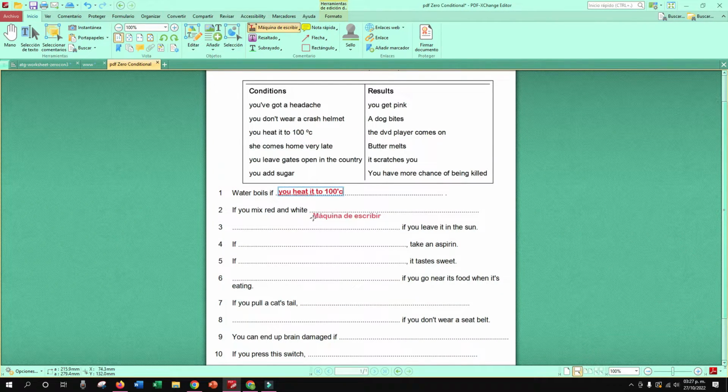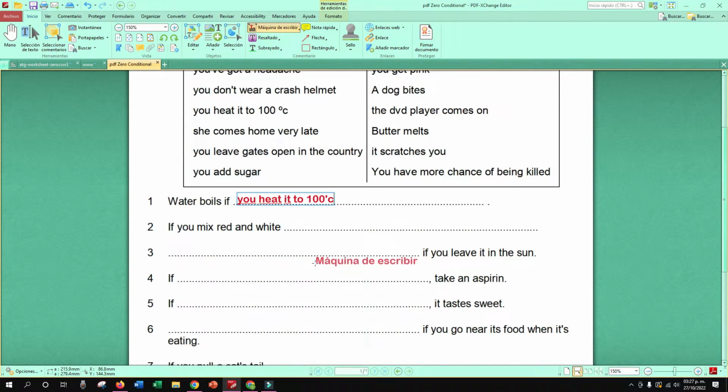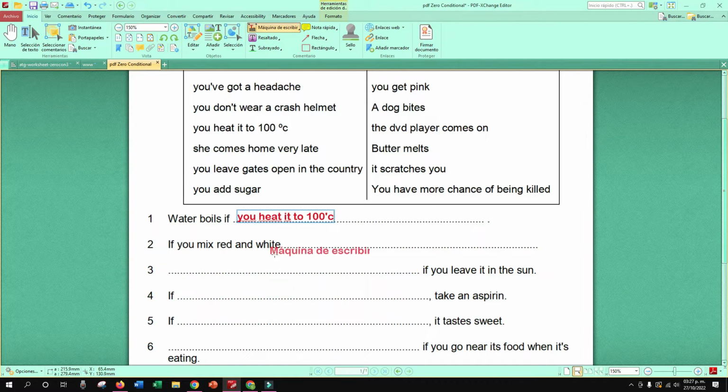So, okay guys, let's check the answers. It's almost time to finish. So, let's see the number 2. There you have, if you mix red, you get pink. Aha, comma, right? You get pink. I will try to do that, right? So if you mix red and white, you get pink. Excellent. What about number 3? There you have, if you leave it in the sun. If you got a headache.